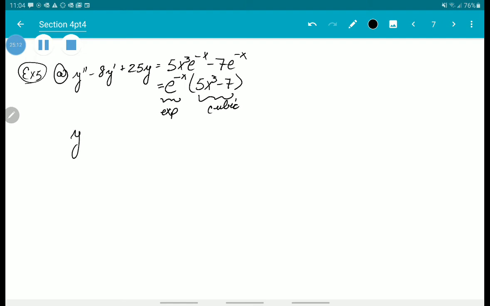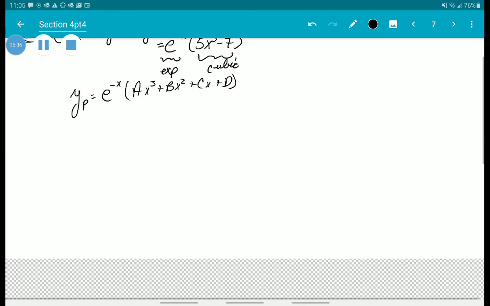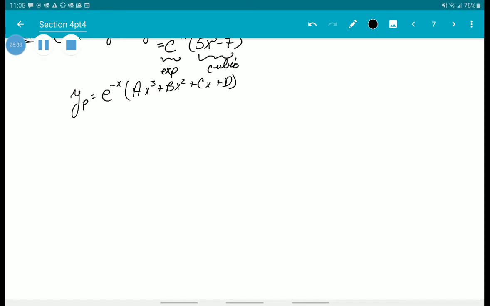So a particular solution would be an exponential times a cubic also. So e to the negative x times ax cubed plus bx squared plus cx plus d. Okay, but we have to double check, since this has an exponential in it, we really need to double check to make sure we don't have any duplication, and that's where that complementary solution really needs to be looked at.